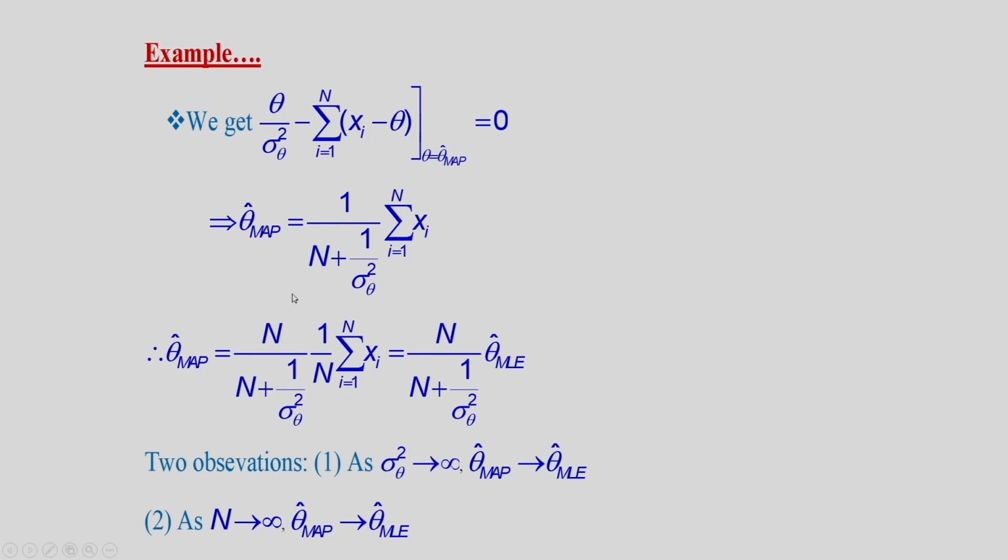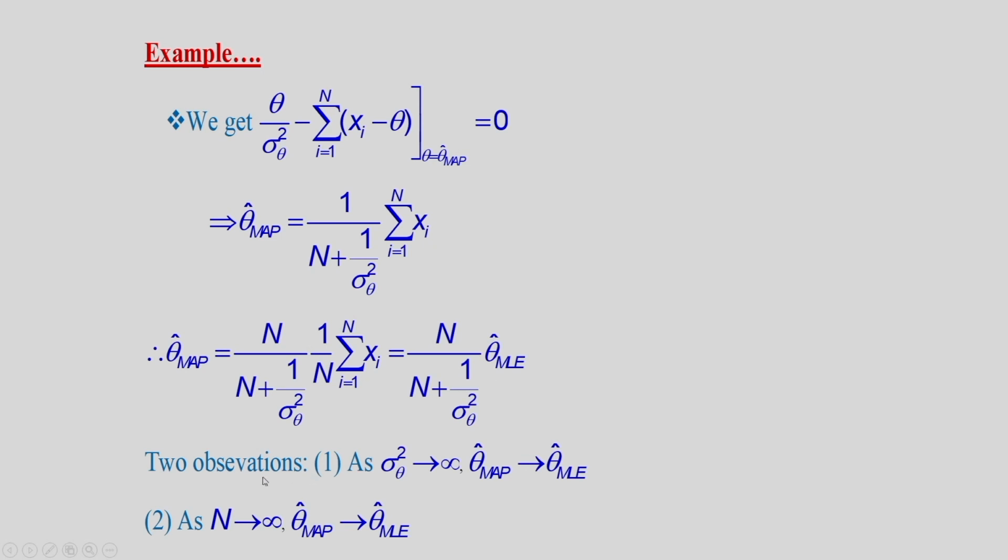And now, we can manipulate this expression. If we divide by n, then multiply by n, therefore, n divided by n plus 1 by sigma theta square into 1 by n into summation xi, i going from 1 to n. Now, this quantity is theta hat MLE. So, therefore, theta hat MAP will be equal to n divided by n plus 1 by sigma theta square into theta hat MLE. It is a scaled version of theta hat MLE.